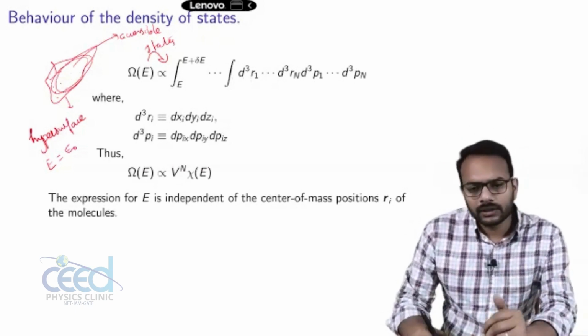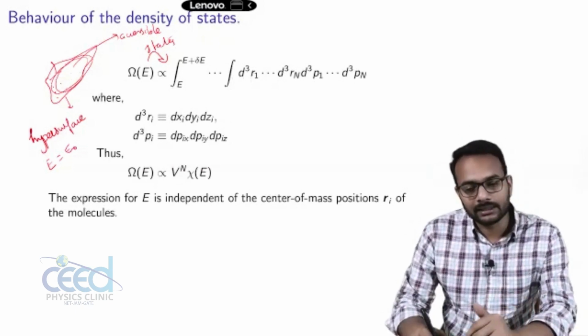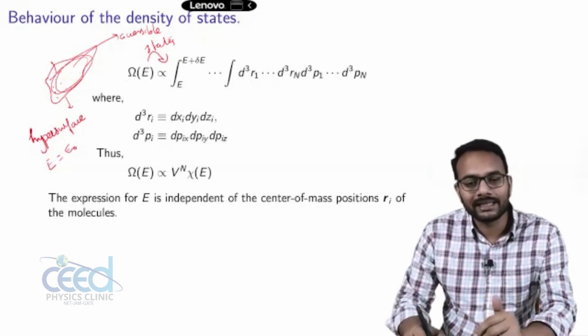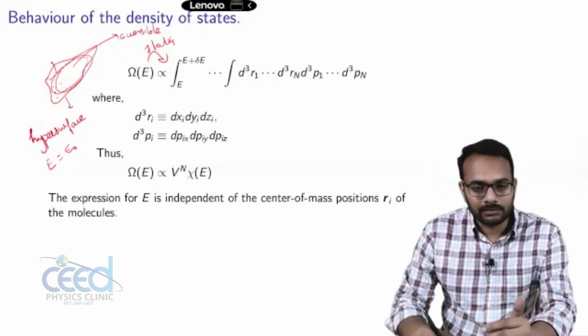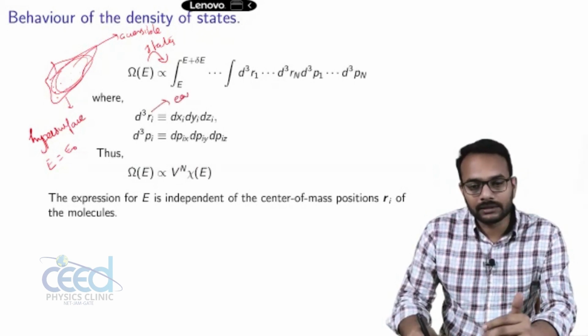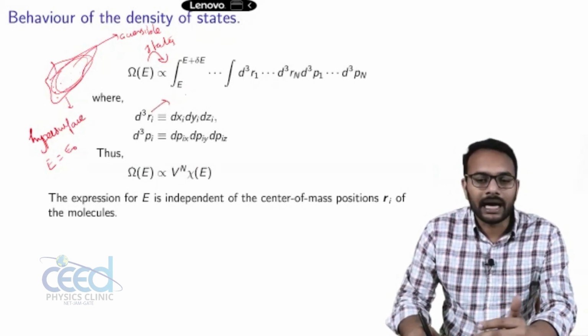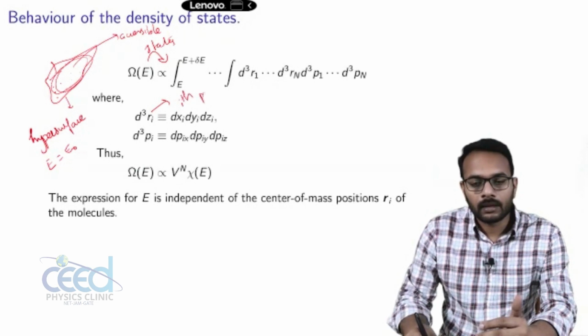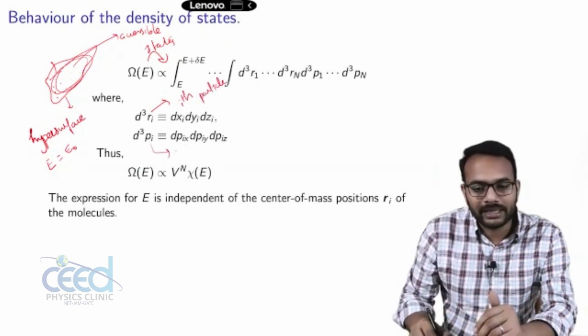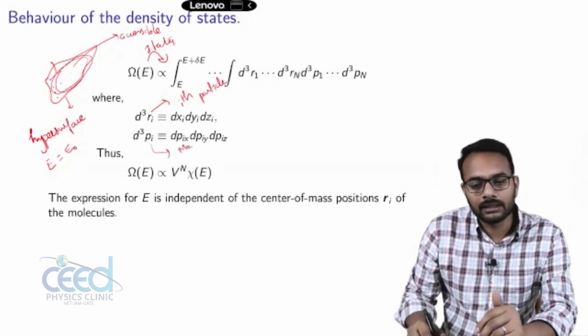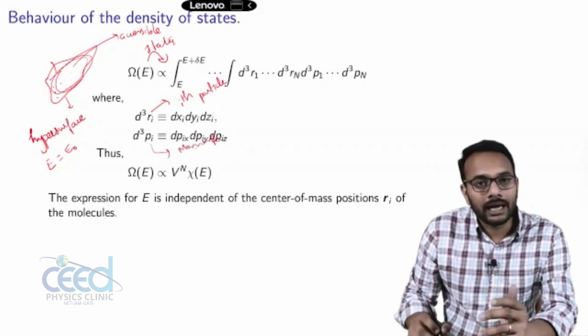All right. So here d cube Ri has the usual notation. It's dxi, dyi, and dzi. Understandable, right? This is for each particle. Let's say this is for the ith particle. These are the coordinates of the ith particle, and these are the momenta of the ith particle.